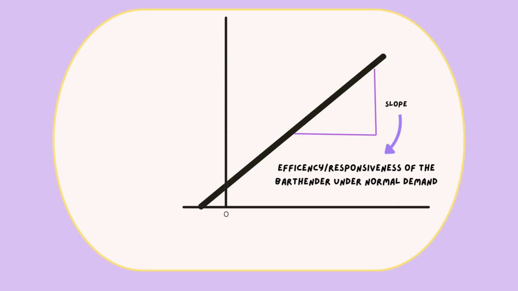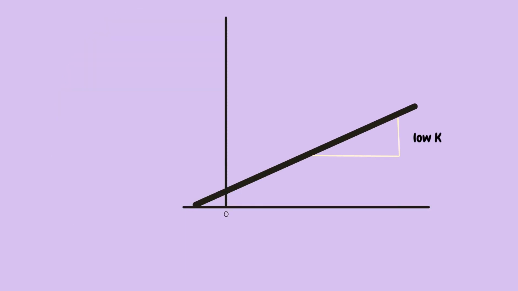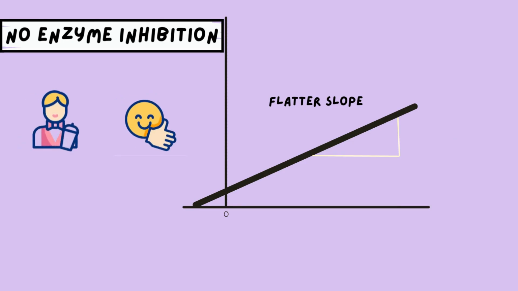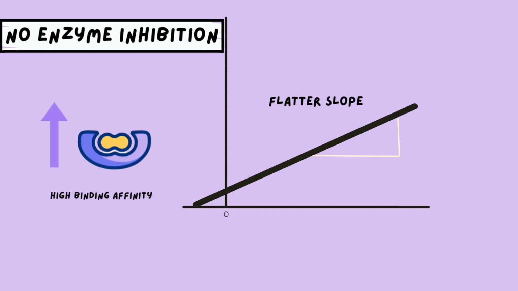In other words, how the bartender's, the enzyme's, efficiency drops due to different types of inhibition. A flatter slope, low Km over Vmax, indicates no enzyme inhibition, so the bartender is highly efficient, even with just a few glasses. They start working quickly. The enzyme has a high affinity for the substrate.